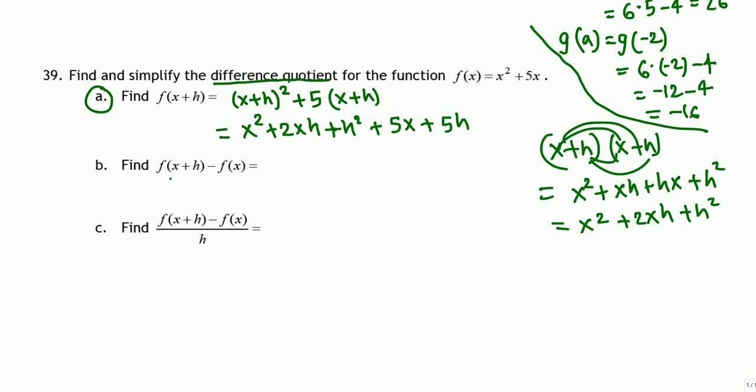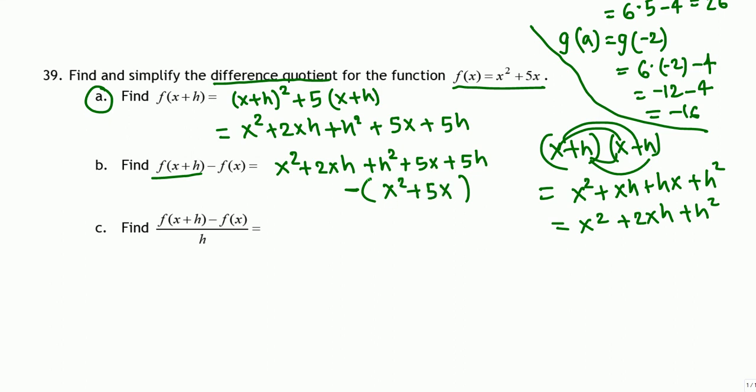Now in part b, we need to find f of x plus h, which we just found, minus f of x. f of x is the given function. Let me write that here: x squared plus 2xh plus h squared plus 5x plus 5h minus. Whenever we have minus, we must put parentheses around, because minus means -1 and we need to distribute that later. Minus f of x, which is x squared plus 5x.